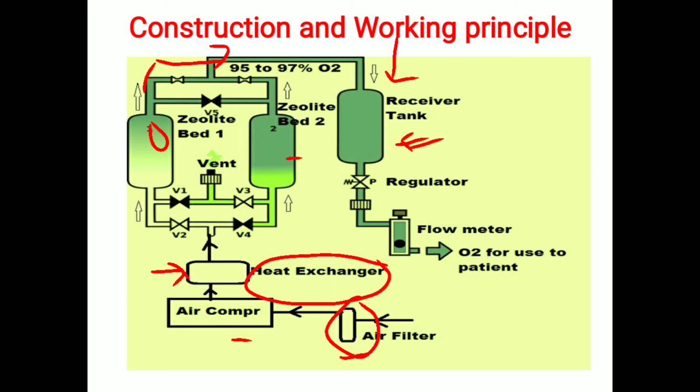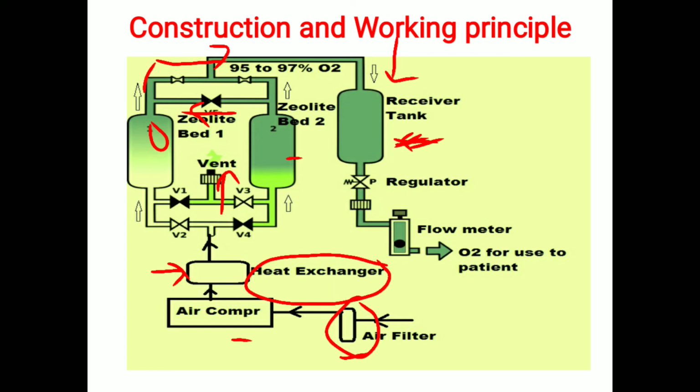Then this 100% oxygen is not all going inside this receiver tank. Only 80% of the oxygen goes to this receiver tank, and 20% of the oxygen which is generated by this zeolite bed 2 comes to this zeolite bed 1 for regenerating this bed for the next cycle. When this 20% oxygen comes inside this bed, what happens? This oxygen removes the nitrogen and escapes into the atmosphere through this vent.